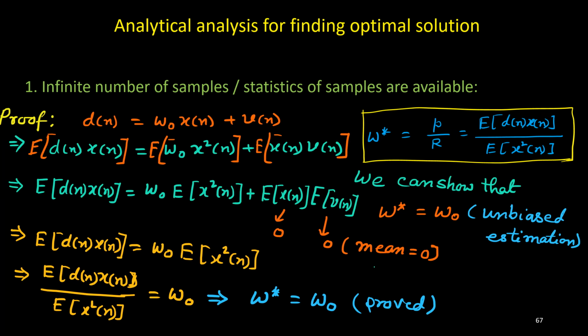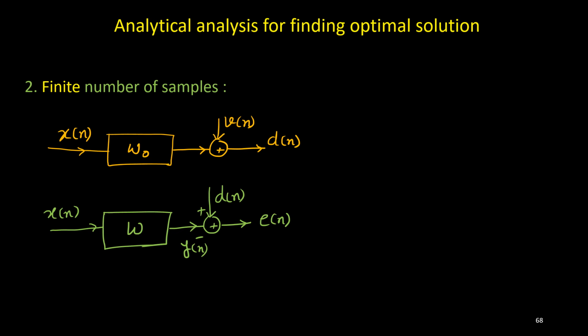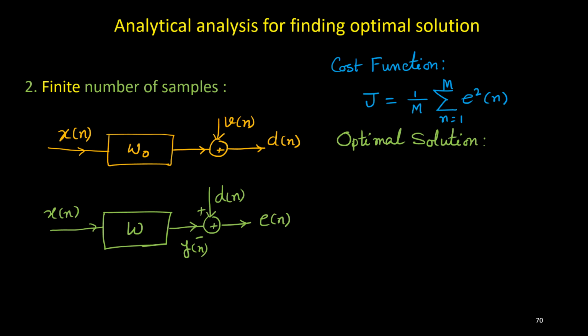Now let us consider a finite number of samples for the same system. So, the same one unknown system, and suppose again we want to estimate this one by w, and in this case the samples are finite, so we'll go for this kind of cost function. The J will be the mean square error, so 1 upon M times the summation of e square n, n equal to 1 to capital M.